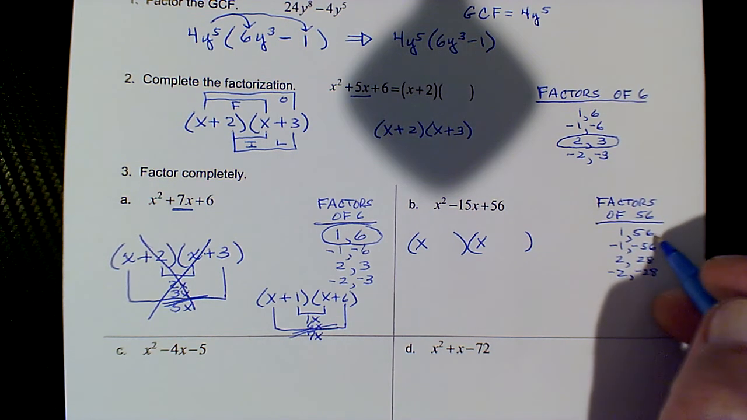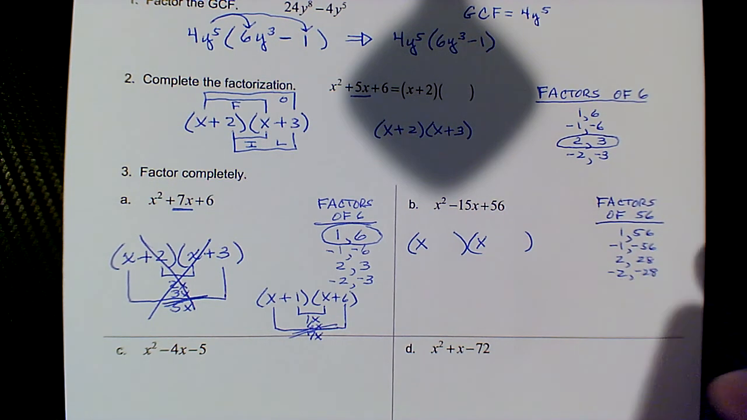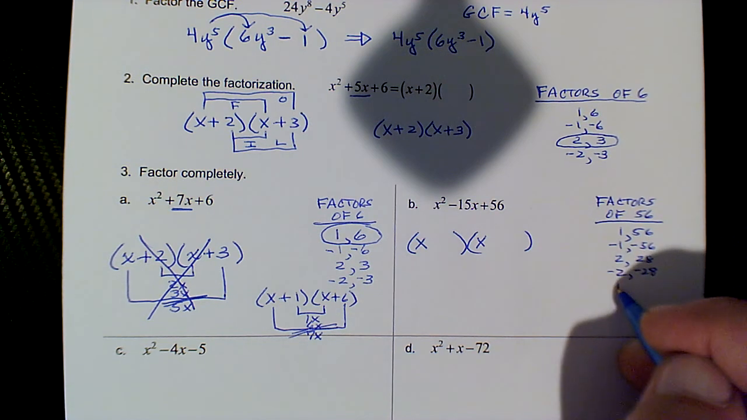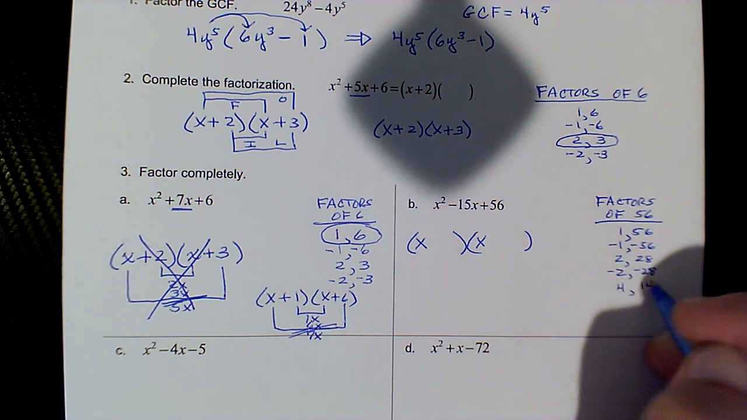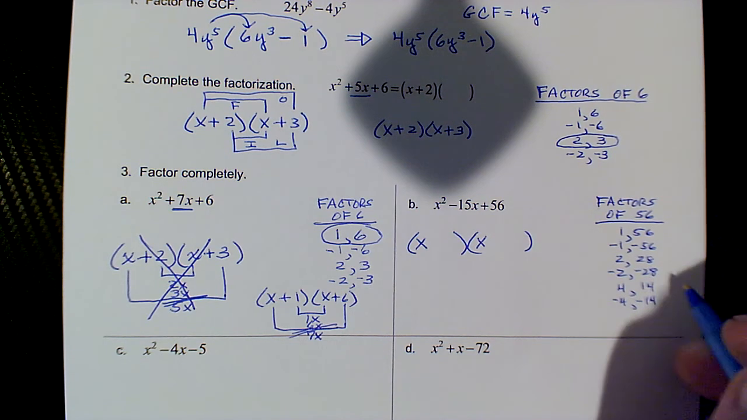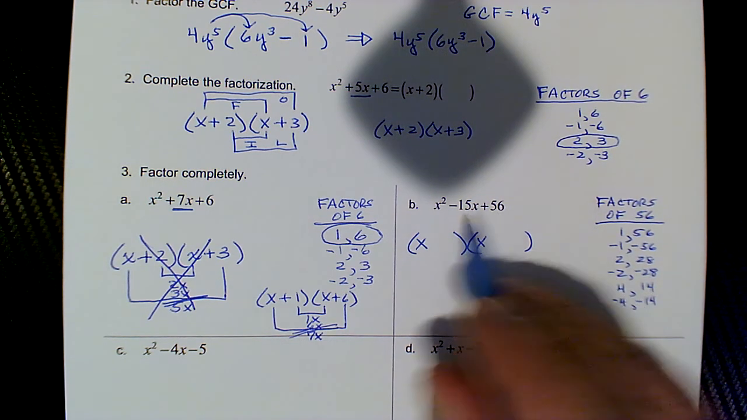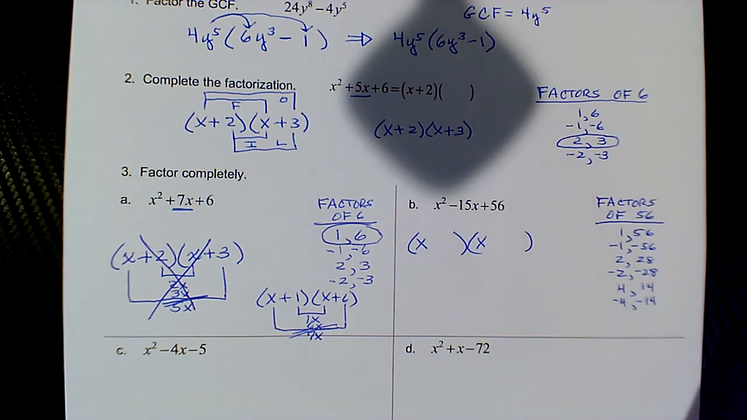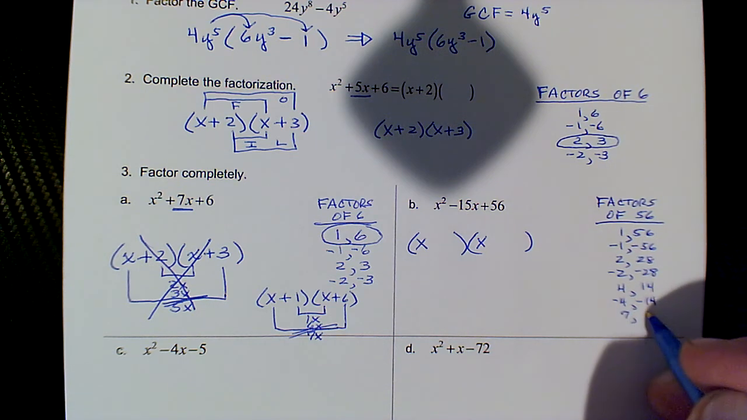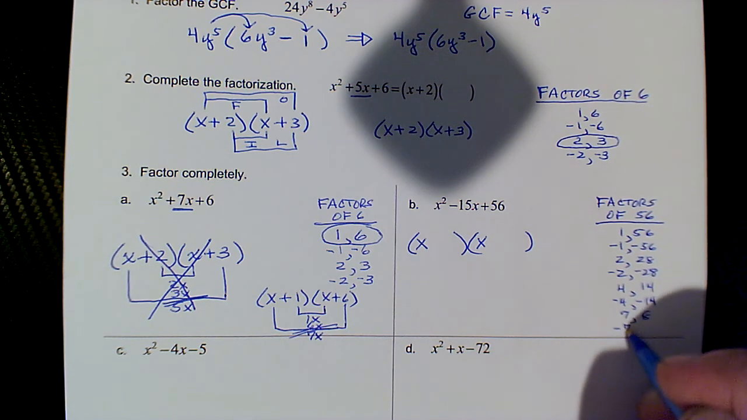Let's see, you can go down the list and even use a calculator if you need to. 3 is not a factor of 56. 4 is, so 4 and 14 or negative 4, negative 14. We're looking for the pair that adds to give us negative 15. So let's see. Next factor would be a 7 actually. 7 and 8 or negative 7, negative 8. And there it is.